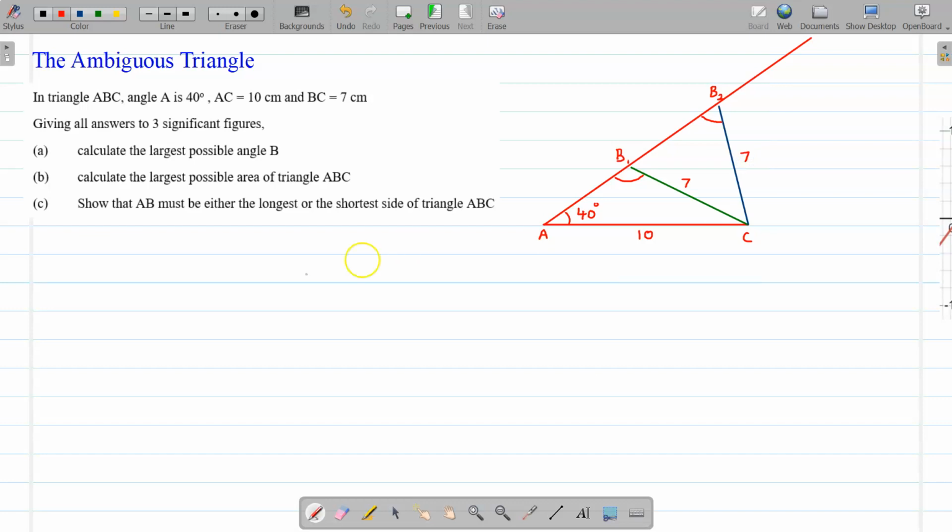Right, so using the sine rule, I know that sine B over 10 equals sine 40 over 7. I'm going to just write that down. I'm just going to use B at the moment because you won't know which one of the B's we are finding just yet. So I'm going to put sine B over 10 is equal to sine 40 over 7.